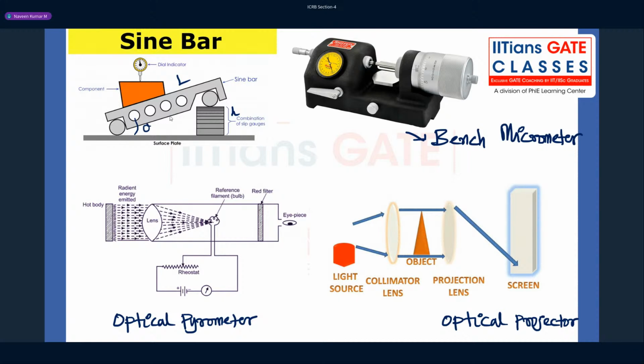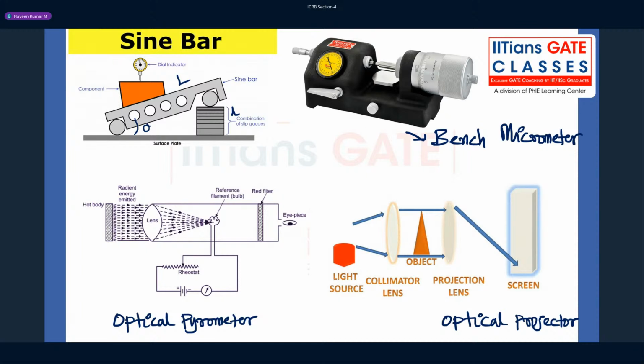Bench micrometer is again a linear dimension thing. Why is it called bench micrometer? Because we are mounting the micrometer on a bench. That's why it's called bench micrometer. And of course, this is used for measuring some simple dimensions.